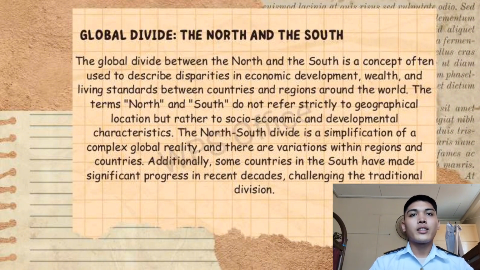Health and education. There are significant disparities in healthcare and education between the North and the South, with northern countries generally having better healthcare systems and educational opportunities. And political power. Northern countries often wield more political power and influence on the global stage, including in international organizations like the United Nations. Poverty and inequality. Southern countries frequently struggle with higher levels of poverty and income inequality, contributing to the overall global wealth gap. And the last is the historical factors.